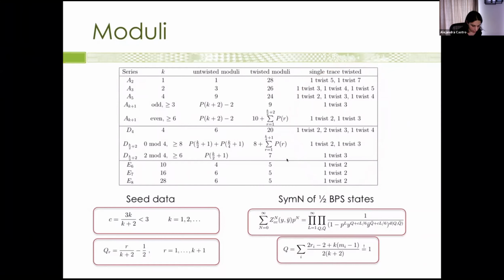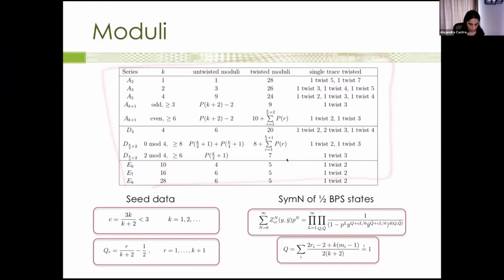So this is for the minimal models, when c was less than 3. We know the spectrum of basically all the chiral primaries. There are very nice formulas that I've written down here. This is the generating functional for the half BPS states. This is the condition that we're looking for, Qs that meet this criteria. And this is the final result.